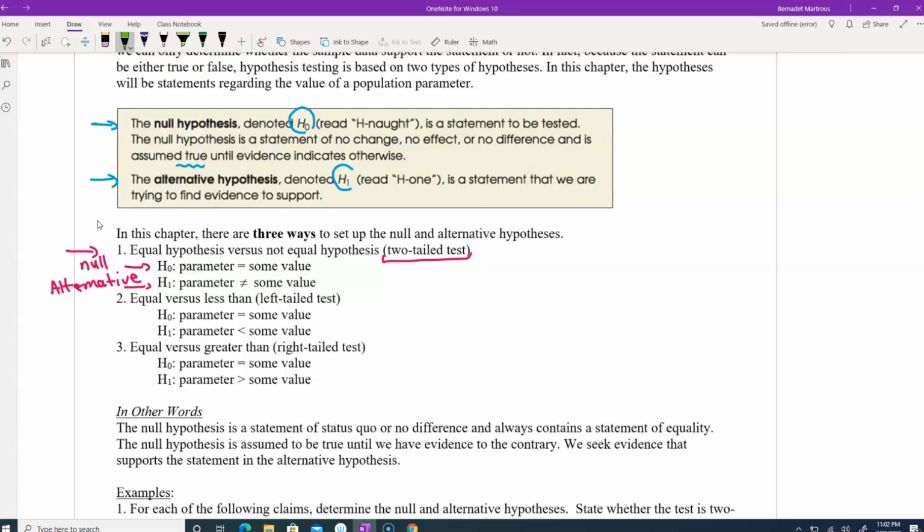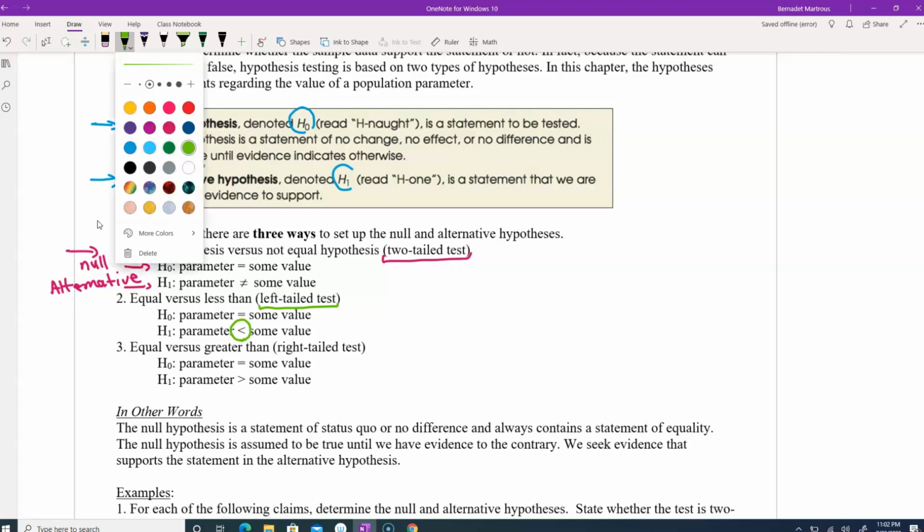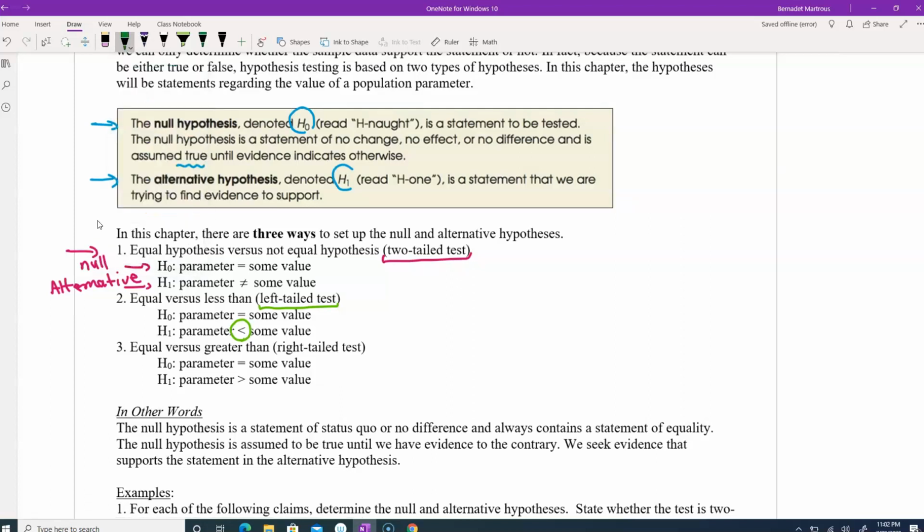Now the second part is the left-tail test. Since we have a left tail, we have less than for the alternative. For all of these, just remember that for the null, it is equal to. It's not changing. And the third one is the right tail. Since we have a right tail, we have greater than for the alternative.